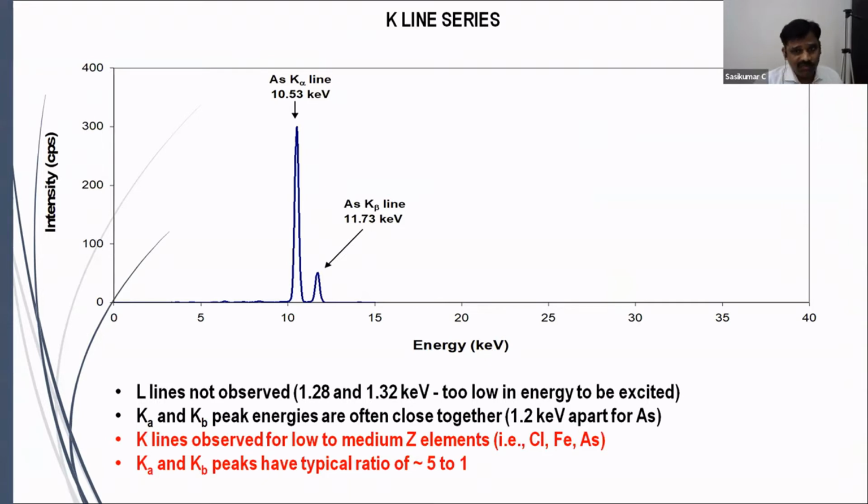And when we analyze this K line series, in this case you are able to see that only K lines are visible, K alpha and K beta are visible, and L lines are not visible. And one more thing we have to remember here, what is the difference between this energy? This is 10.53 kilo electron volt, and here at arsenic it is 11.73 kilo electron volt.